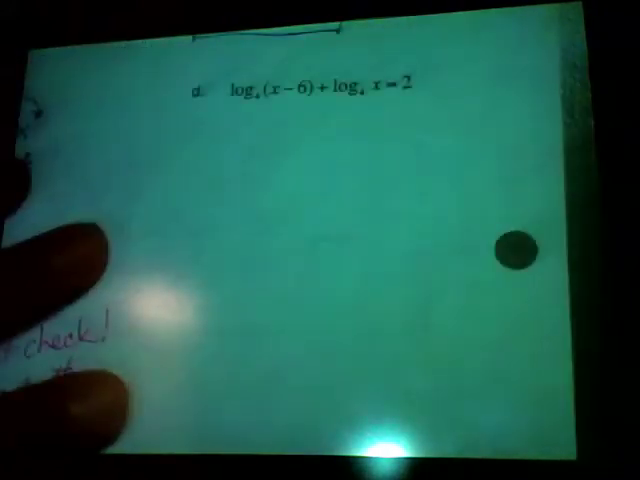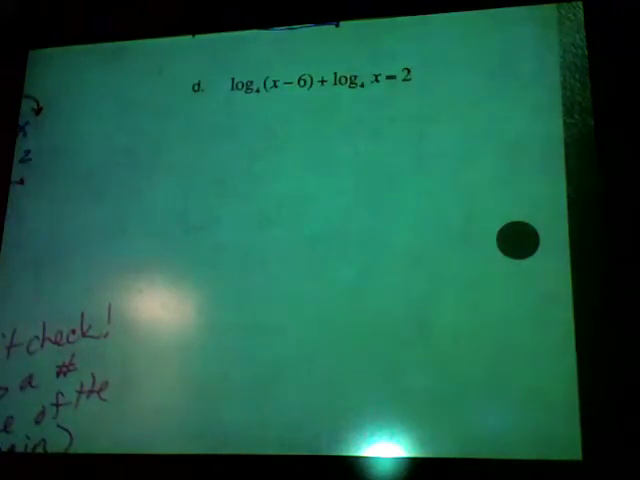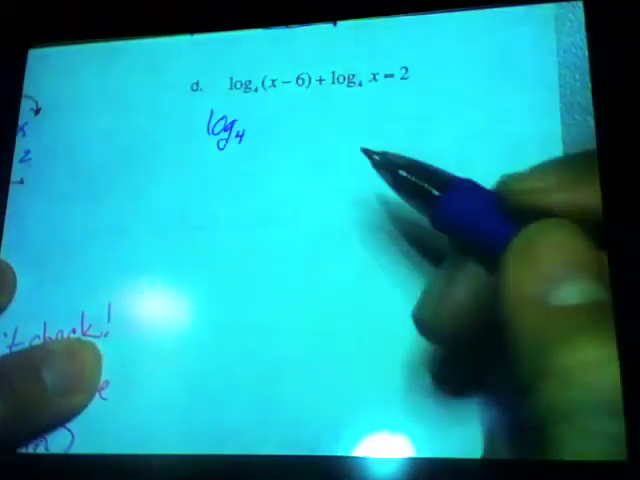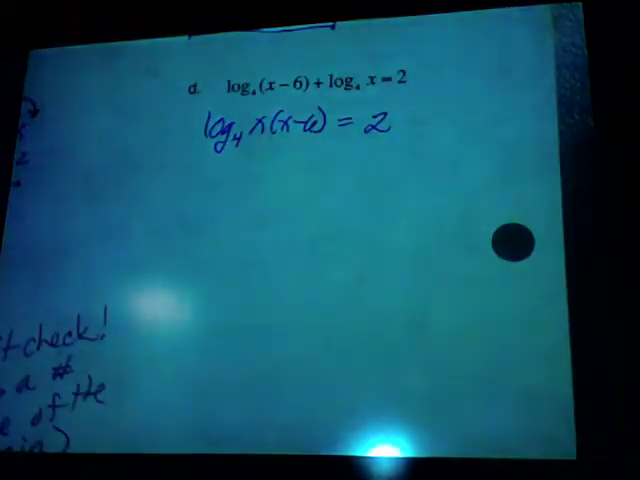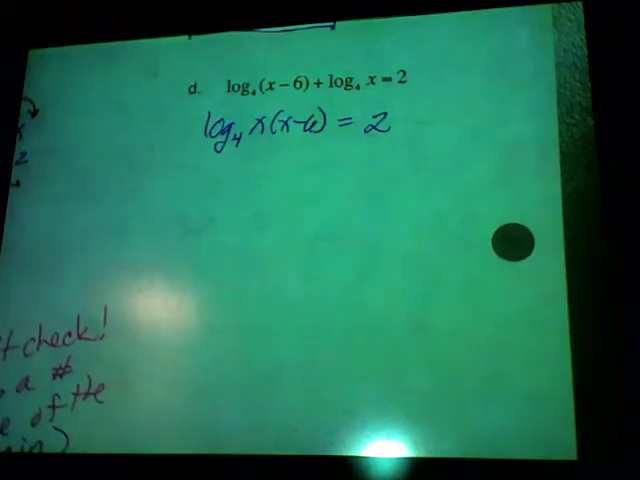All right, so now look at D. I have to compress, right? This time I'm just regular log, so I've got log base 4. You can't drop that off. If I'm going to put the x in front, times x minus 6 is equal to 2. I only have 1 log, right? What do I do with that?